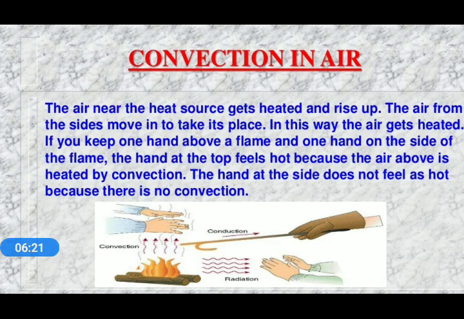How does convection take place in air? Convection in air: the air near the heat source gets heated and rises up. The air from the sides moves in to take its place, like it is shown in the picture of convection in air. In this way, the air gets heated.